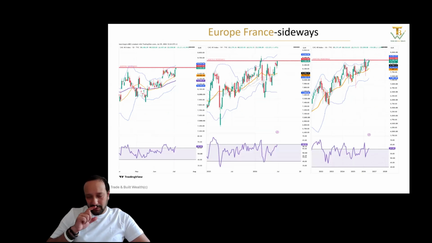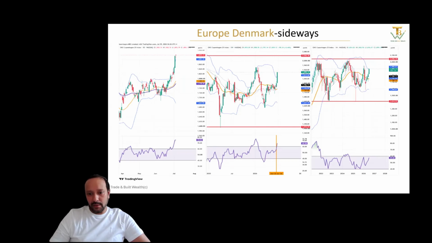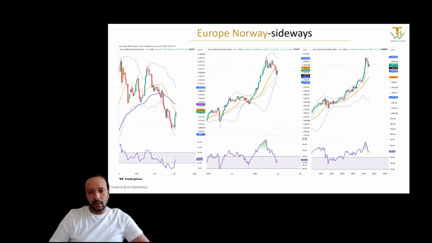France is for now a little bit sideways. It needs to break that resistance and move up. If it does, then it goes into the bullish zone. Denmark is also sideways. Daily is bullish. It's trying to get into the bullish. The short term has gone into the bullish zone. Midterm and long term still need to do much better to go into a completely bullish zone here.